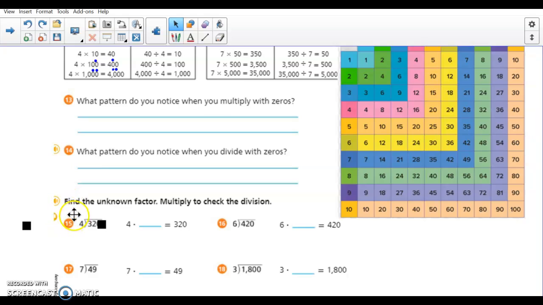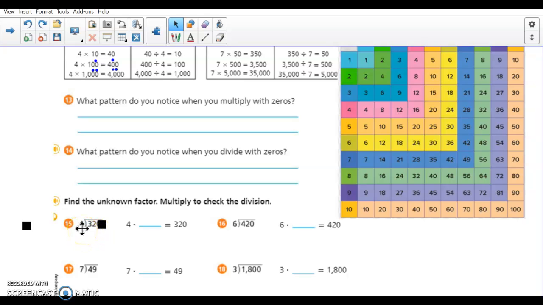And so let's look at number 15. The problem is really 320 divided by 40. I want to ignore that 0 because I know if there's a 0 in my initial number, I'm going to need to add a 0 at the end. We're going to use that pattern that we noticed from the table. So let's think of this as 4 going into 32, or 32 divided by 4.